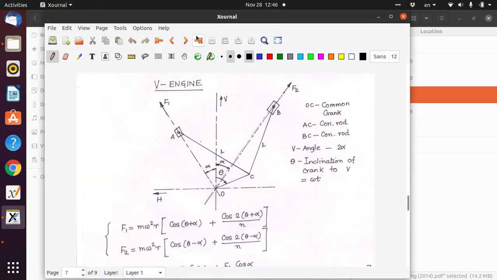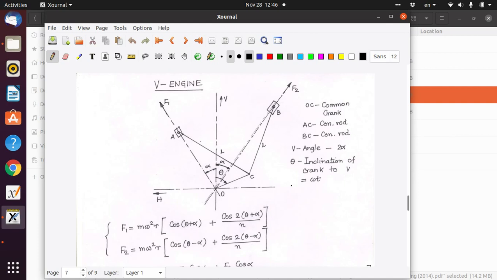So today we will study V engine. This is a twin cylinder V engine. This is the line of stroke of the first cylinder and this is the line of stroke of the second cylinder. This is the vertical line and this is alpha. Alpha is the angle between the line of stroke and the vertical, and the V angle is twice alpha. So please remember, the V angle is twice alpha, not alpha.